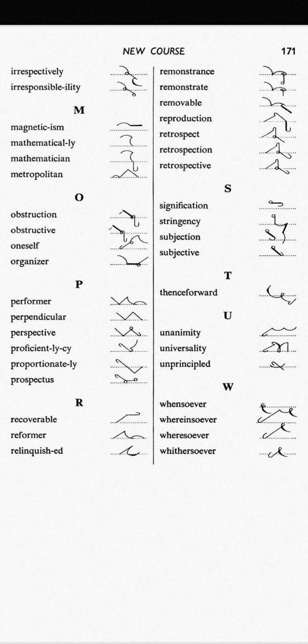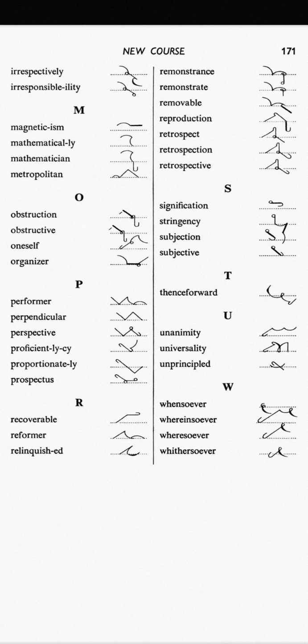Signification: S circle, gaze stroke, shun hook above the line. Stringency: STR on the line, N stroke on the line, J stroke through the line, S stroke through the line. Subjection: S circle, B stroke with shun hook on the line. Subjective: S circle, B stroke, V hook on the line.